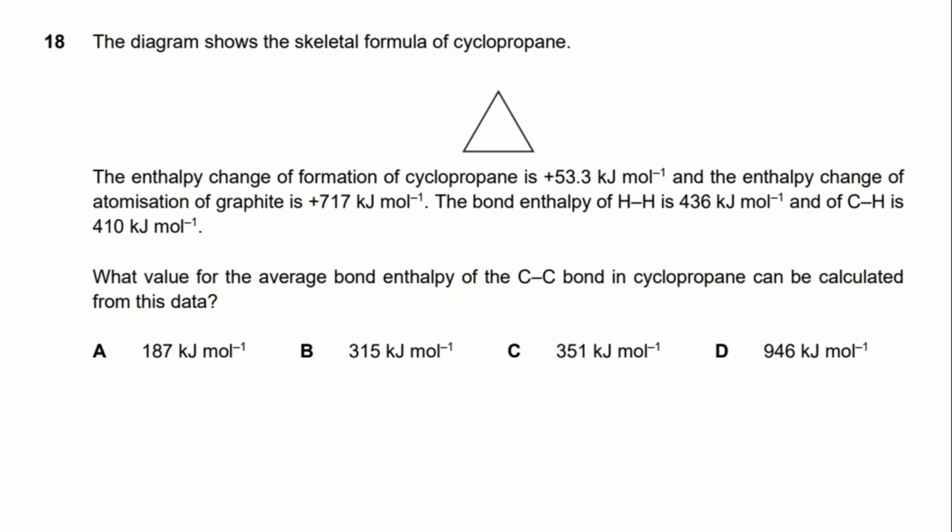In this question, we are going to find a value for the bond enthalpy of the C-C bond in cyclopropane. We are given the skeletal formula of cyclopropane. It shows us that cyclopropane has 3 carbon atoms. Each carbon is bonded to 2 hydrogen atoms. So it's a total of 6 hydrogen atoms.